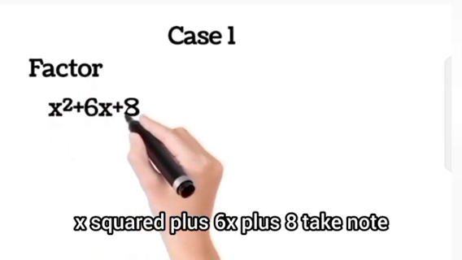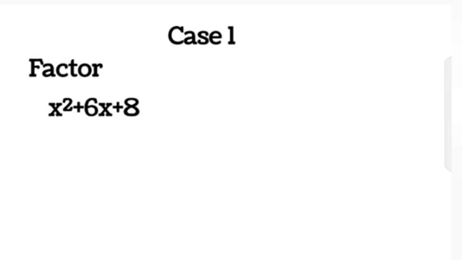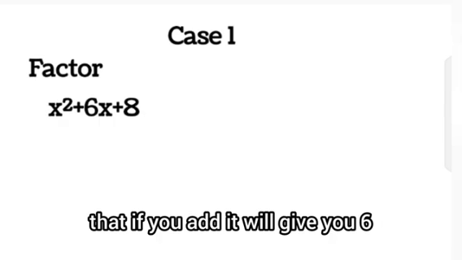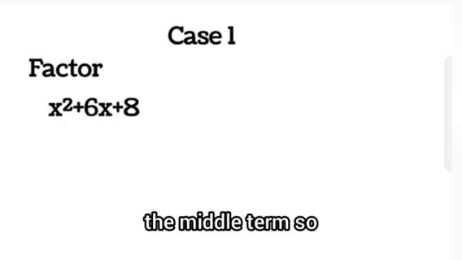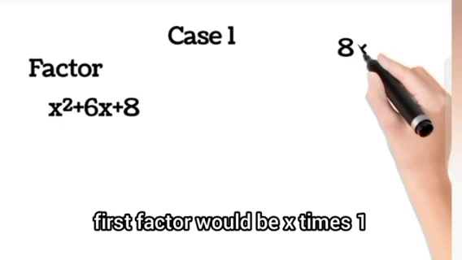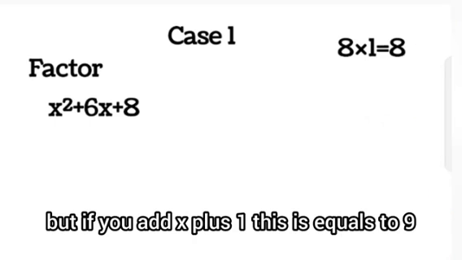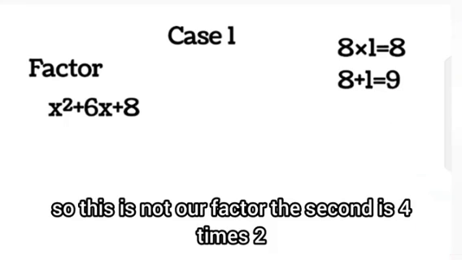factor x² plus 6x plus 8. Take note that we have all positive numbers here, x², 6x, and 8. So find the positive factors for 8 that if you add, it will give you 6, the middle term. So first factor would be 8 times 1 equals 8. But if you add 8 plus 1, this is equal to 9, so this is not our factor.